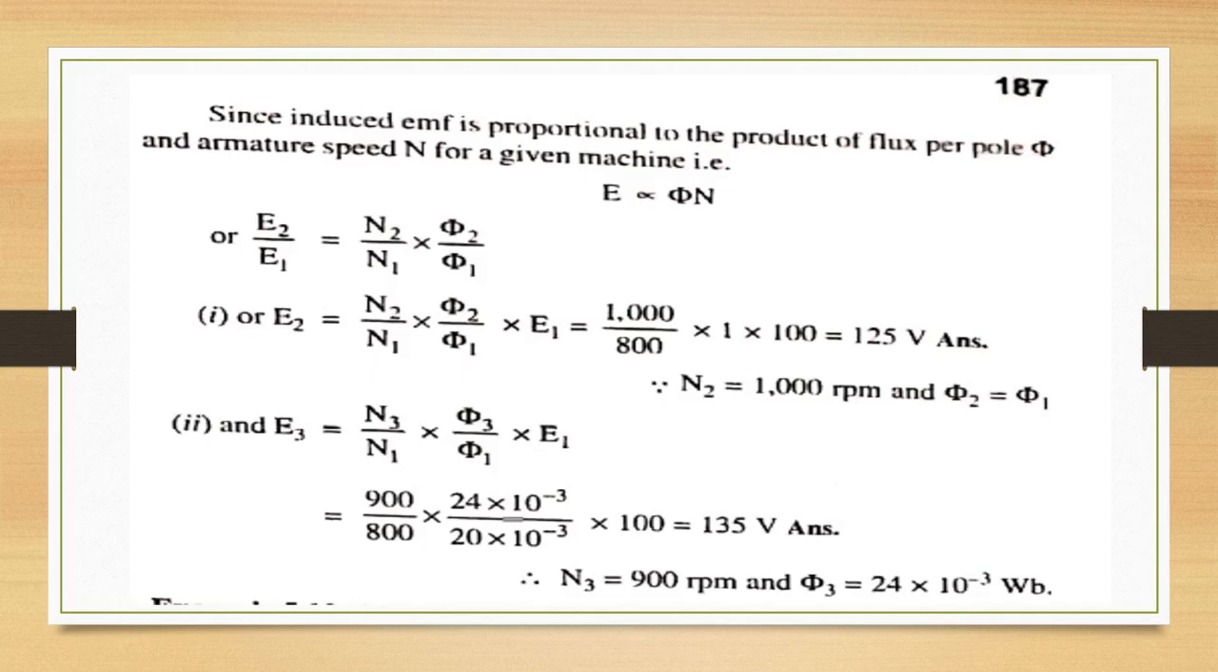Since induced EMF is proportional to the product of flux per pole and speed, so E is proportional to phi n, or E2 by E1 is equal to N2 by N1 into phi 2 by phi 1, or E2 is equal to N2 by N1 into phi 2 by phi 1 into E1. Substitute all the values. So we are going to get the value of E2 as 125 volts. E3 is N3 by N1 into phi 3 by phi 1 into E1. So after substitution, we are going to get the value of E3 as 135 volts.